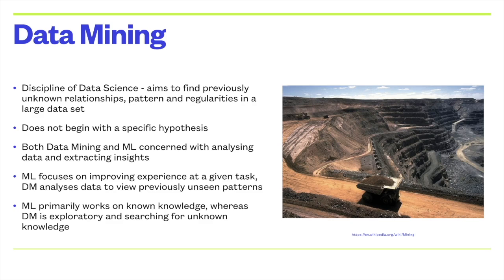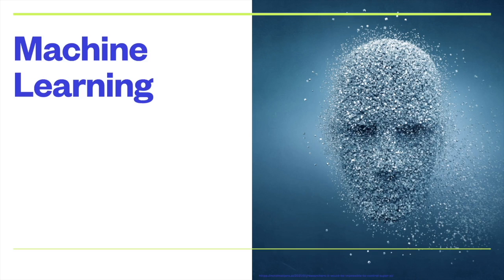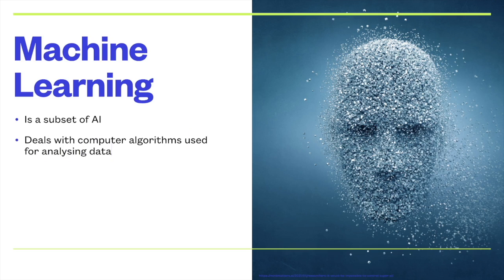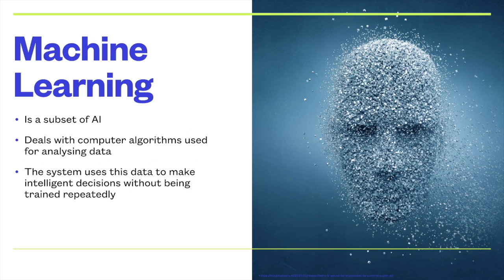And just bear with me for another minute or so, and we are almost done with this lesson. The last concept is machine learning. Once again, as I told you, machine learning is a subset of artificial intelligence, and it deals with computer algorithms which are used for analyzing the data. What does it mean? Basically, every machine needs to be taught, right? If you remember the beginning of the lesson, I told you how humans make decisions. We see a dog, we know it's a dog. We see a cat, we know it's a cat.